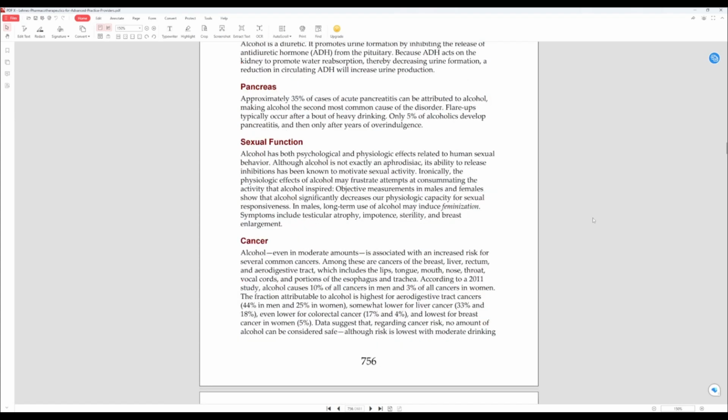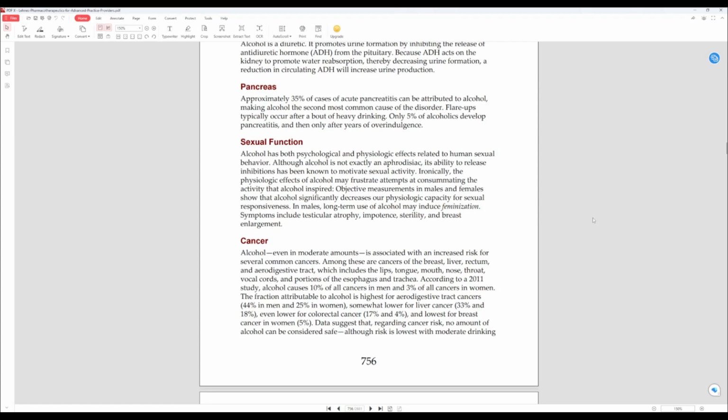The pancreas. About 35% of cases of acute pancreatitis can be attributed to alcohol, making alcohol the second most common cause for the disorder. Flare-ups typically occur after a bout of heavy drinking. Only 5% of alcoholics develop pancreatitis, and then only after years of overindulgence.